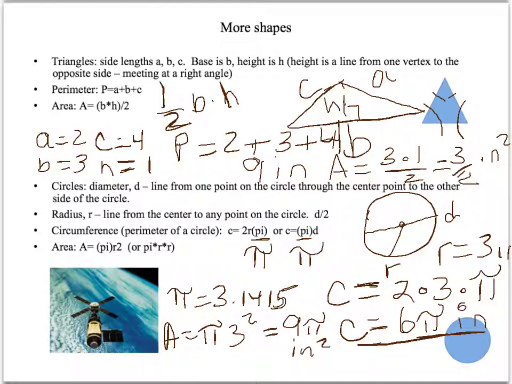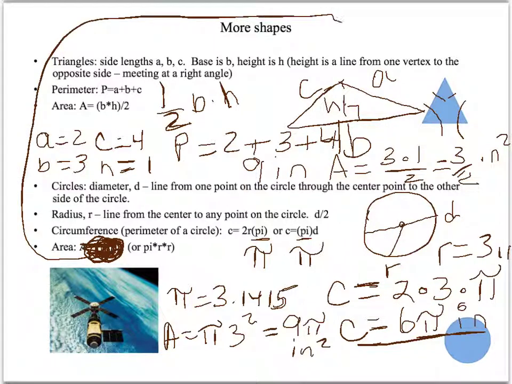Now I just noticed up here that my area says pi r squared. That's bad. Let's cross that out, because a 2 is not a superscript. It's not an exponent. So let's go up here, and the area of a circle is pi r squared.